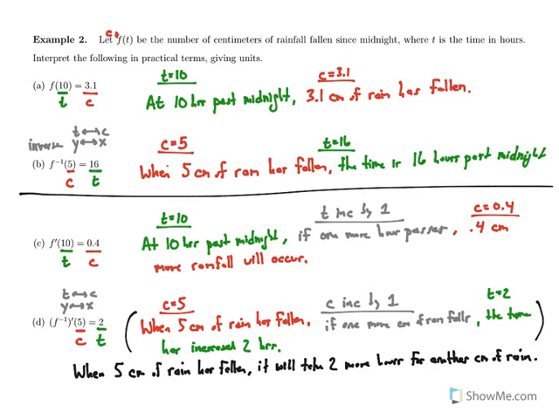Let's think about C at 10 hours past midnight. We said if 1 more hour passes, 0.4 centimeters more rainfall will occur. We can say at 10 hours past midnight, we'll expect 0.4 centimeters of rainfall in the next hour, right? Or from 10 a.m. to 11 a.m., we should expect 0.4 centimeters more rainfall. All right, important to think about what the units are in all of this and how they are related.